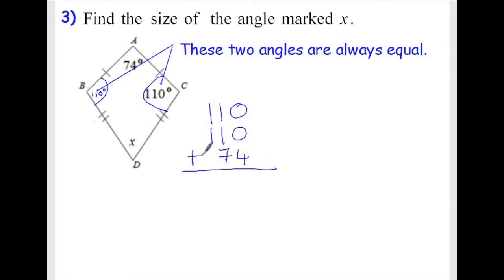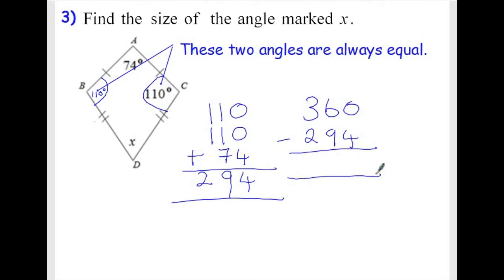0 add 0, add 4 is 4. 1 add 1 is 2, add 7 is 9. 1 add 1 is 2. So we get the sum of these 3 angles being 294 degrees. We know that all 4 add up to 360 degrees. So 360, take away 294.